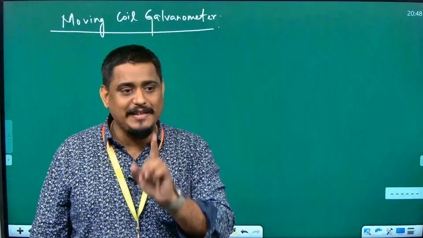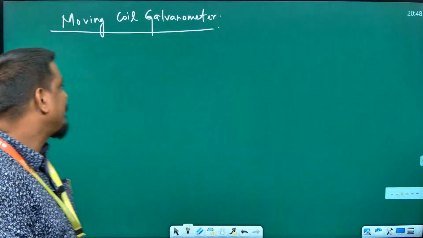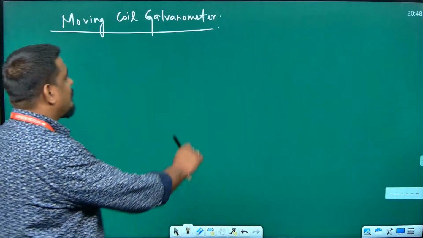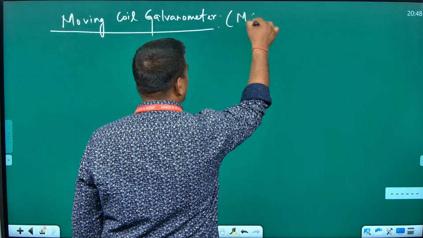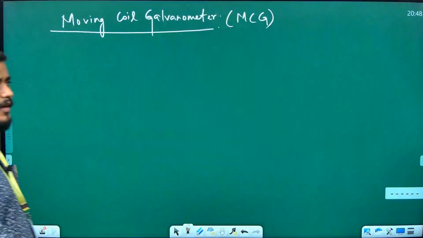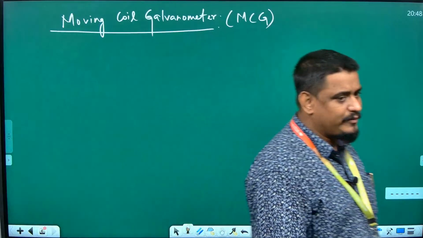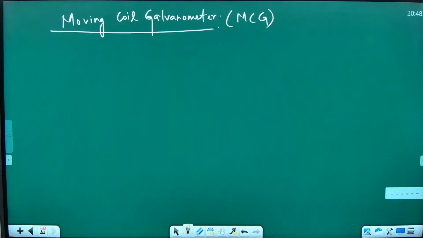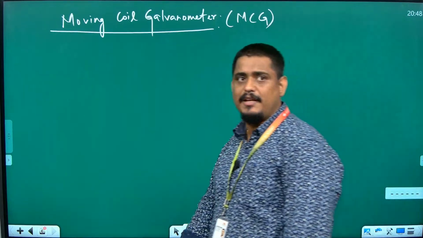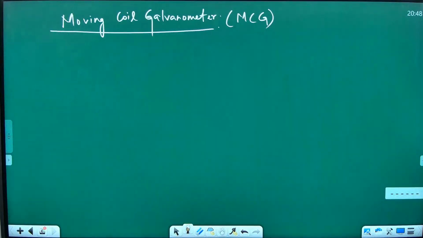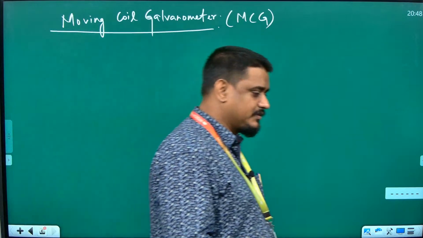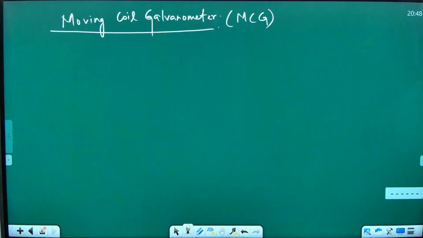So, please write the principle first. Principle of MCG is: it works on the principle of torque on a current carrying coil kept in magnetic field.